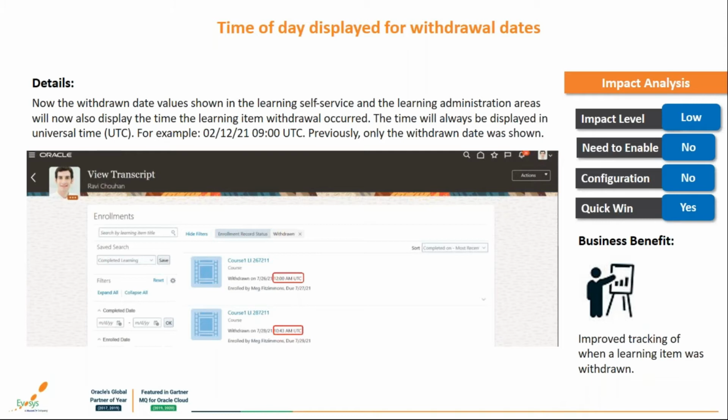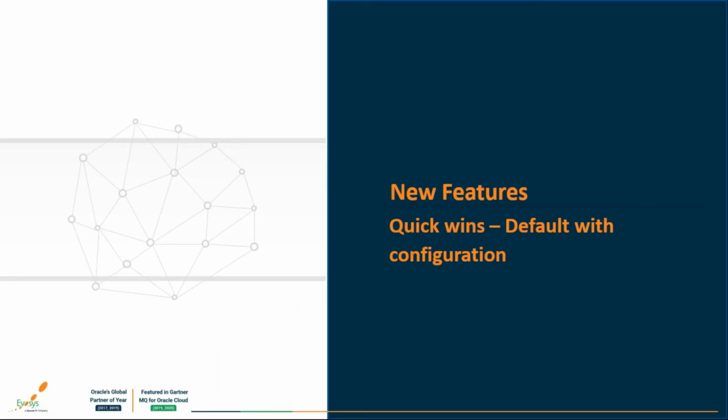Coming to the analysis, it's again a low level impact feature with no need to configure, neither any need to enable, and it qualifies for a quick win, of course. So that's it with the default features, which required no configuration to be used. Next, we have the features which are default, which means they are not required to be enabled because they are already in place, but you need to put in a degree of configuration before you begin using them.